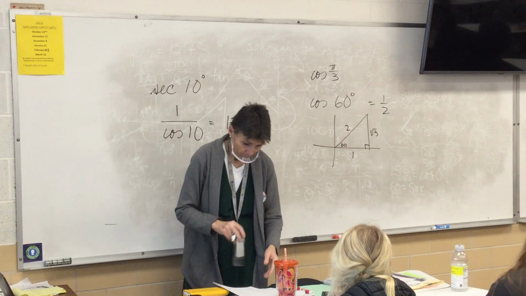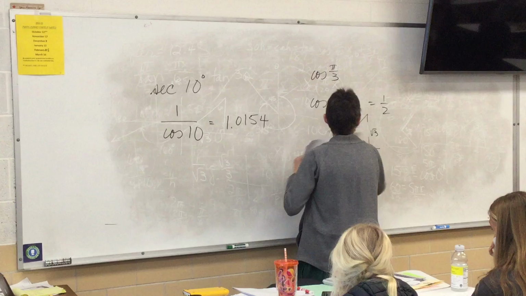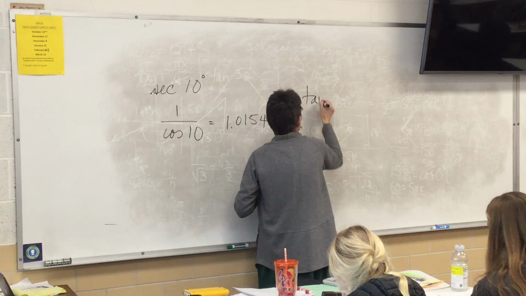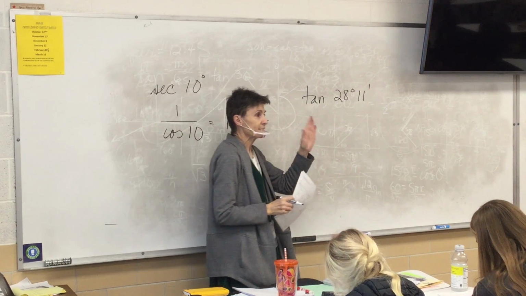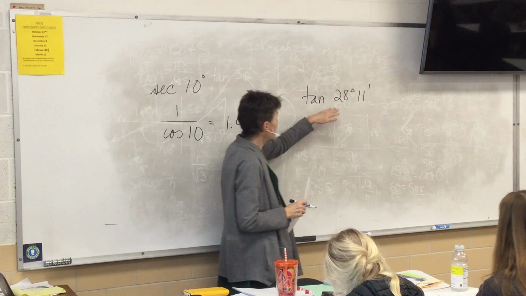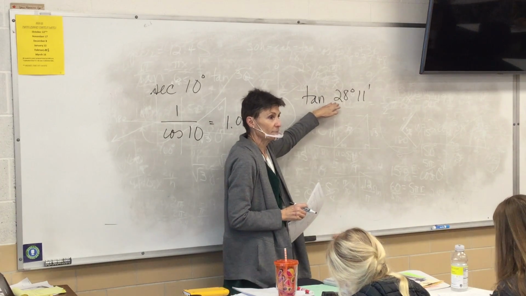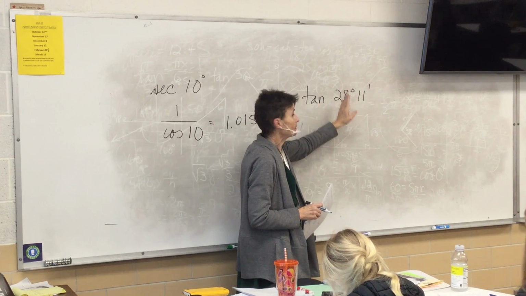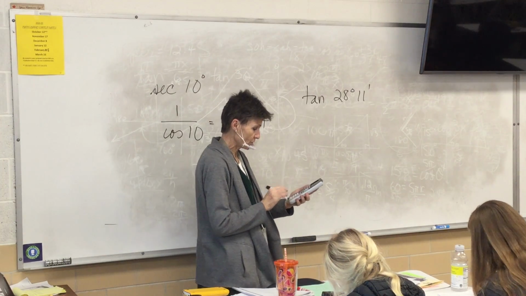Okay, next, tangent 28 degrees, 11 minutes. Well, this is an easy one, because it's a tangent. So you'll press tangent, and then you know how to type this in, right? This is on your quiz. You need to be able to type this in. So just type tangent 28 degrees, 11 minutes, and hit equals.